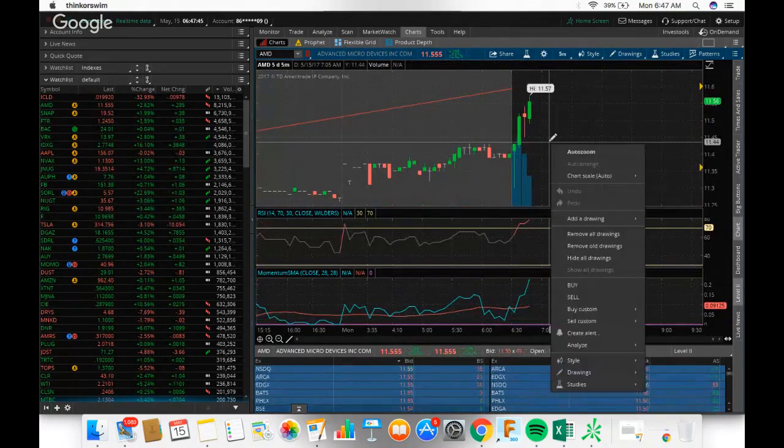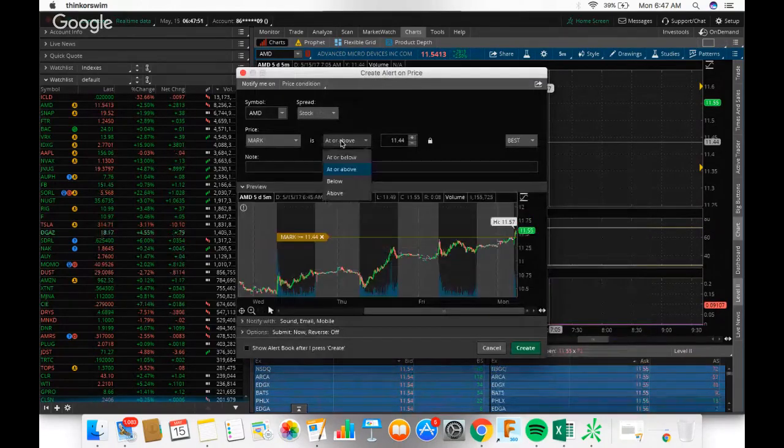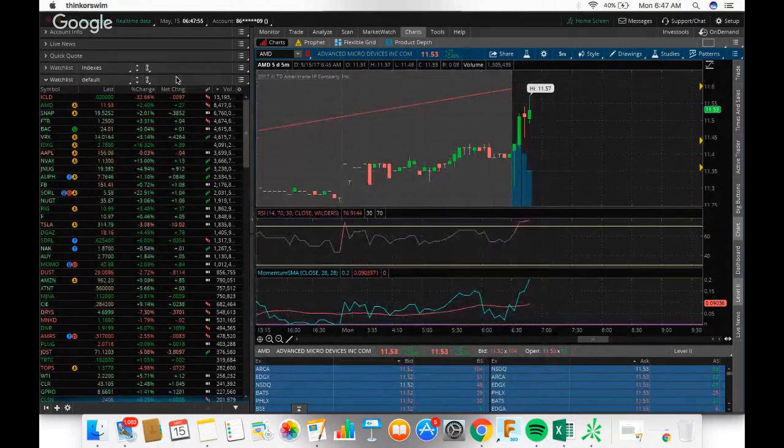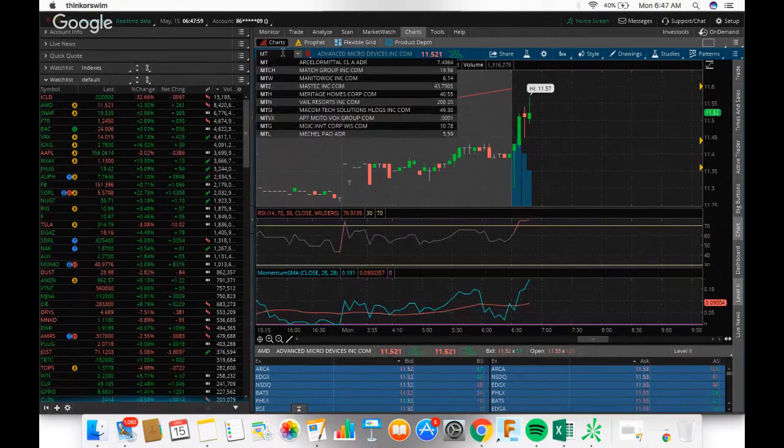Again, the previous resistance was at 11.44, so I'm guessing that's going to be where the new support's going to be. So I'm going to put my alert there and kind of go from there, since nothing is really going according to plan, and I'm not getting filled on MTBC.